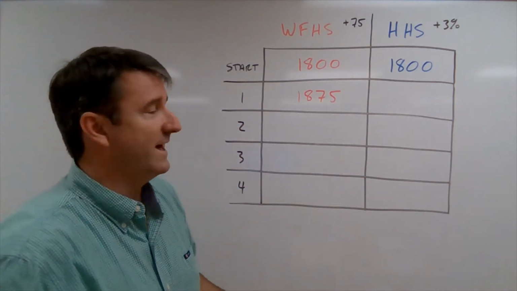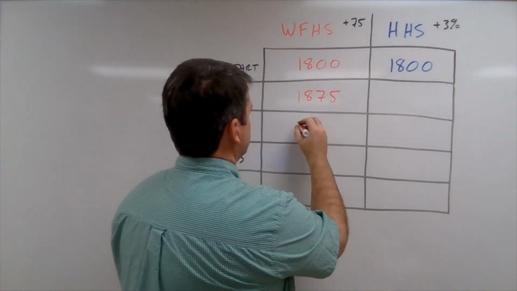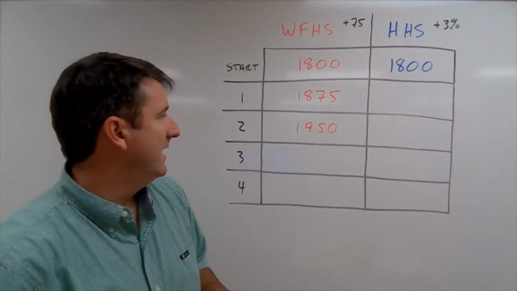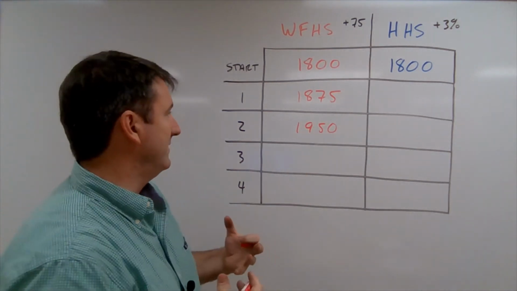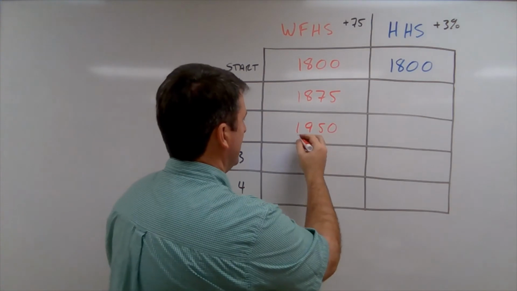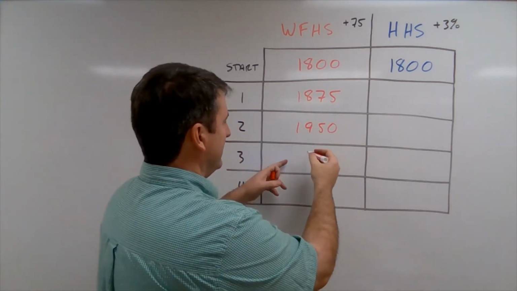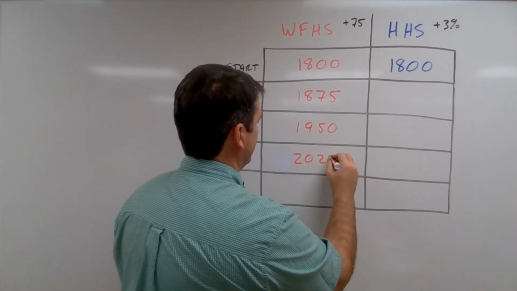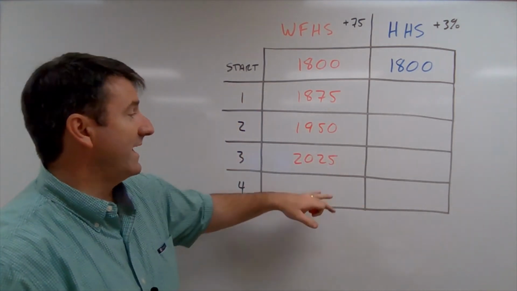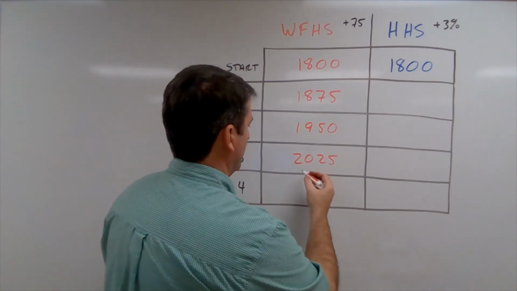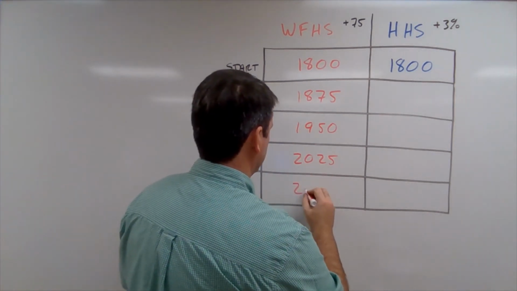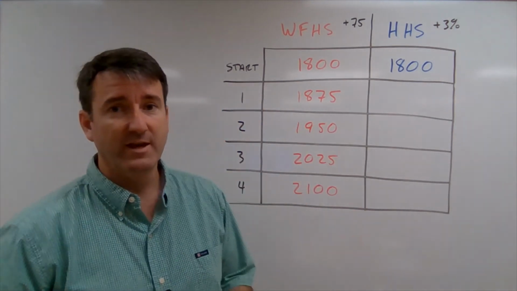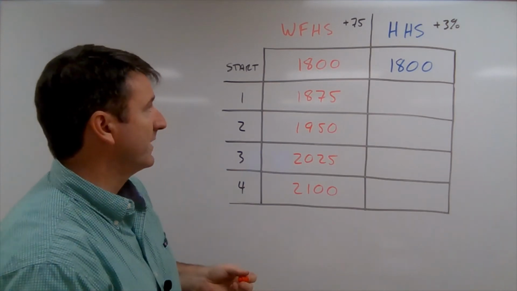The next year, we'll add another 75 students. So that's going to bring us to 1,950. After the third year, we're going to have added another 75 students. So we're adding 75 to this number now, and that's going to give us 2,025. And then we'll add another 75 students. So that's going to bring us to 2,100 students, just adding 75 students per year.